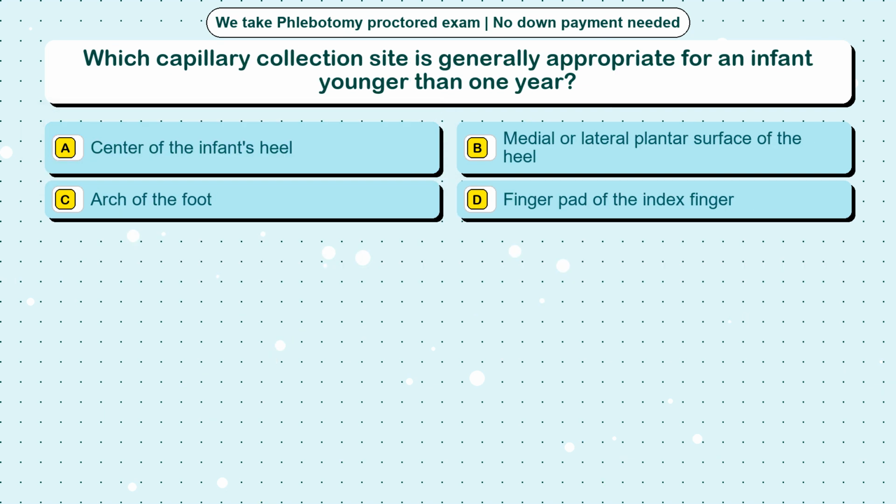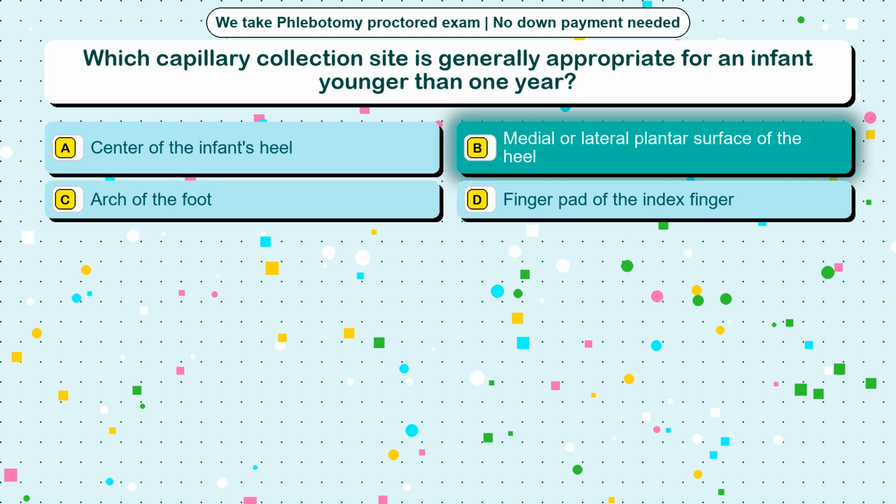Question 82. Which capillary collection site is generally appropriate for an infant younger than 1 year? Option A, center of the infant's heel. Option B, medial or lateral plantar surface of the heel. Option C, arch of the foot. Option D, a finger pad of the index finger.